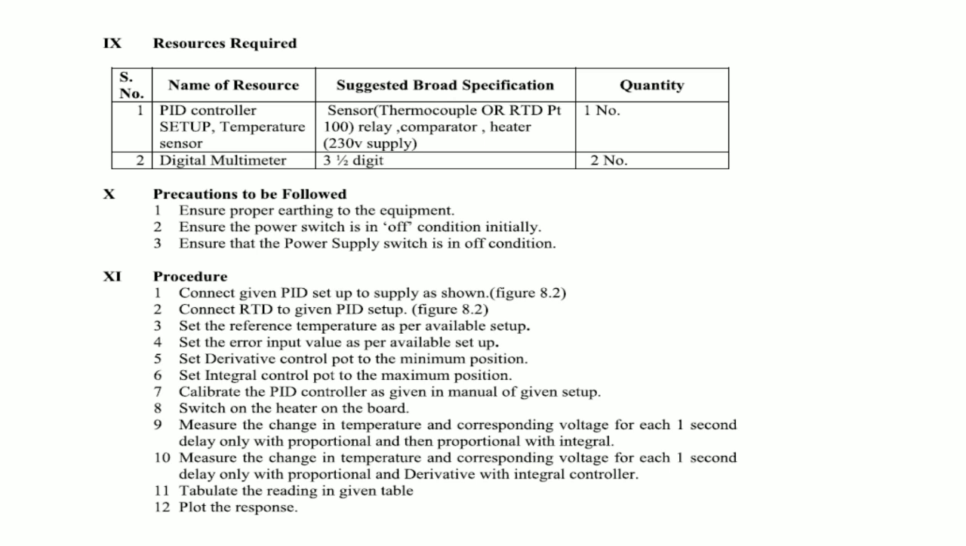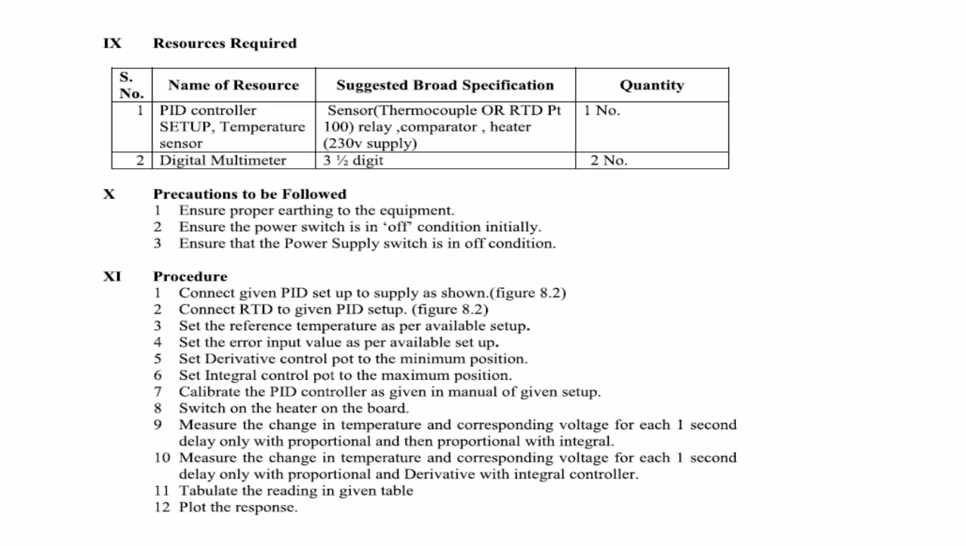Precautions to be followed: ensure proper earthing to the equipment, ensure the power switch is in off condition, ensure that the power supply switch is in off condition. Procedure for PID controller is connect given PID setup to supply as shown in the figure. Connect RTD to the given PID setup. Set the reference temperature as per available setup.